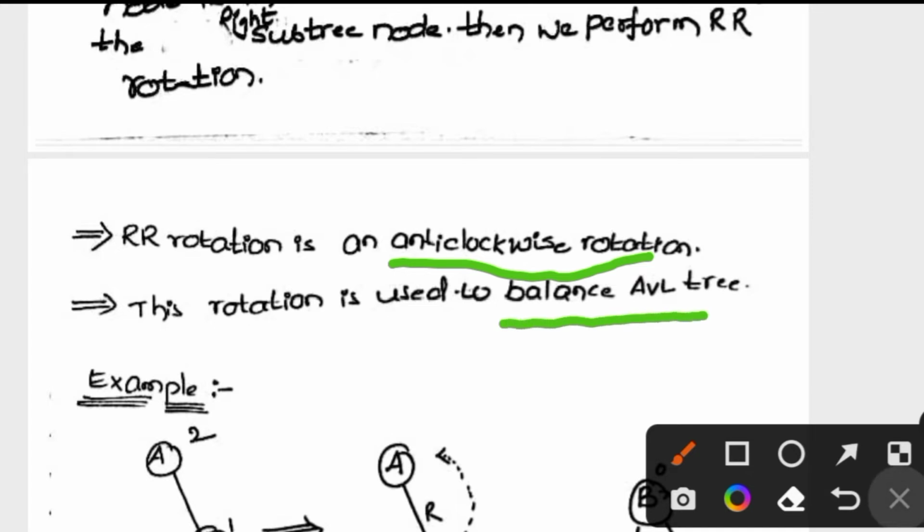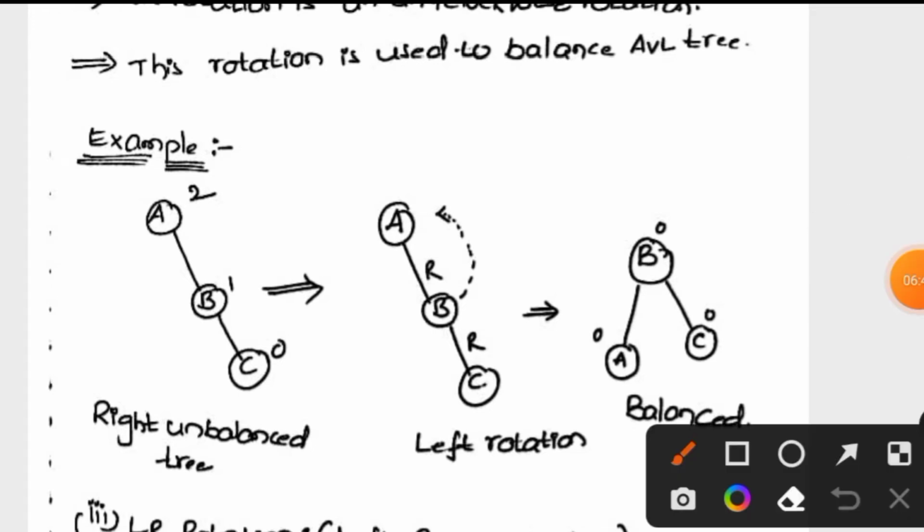So here we can see example one. There are 3 nodes, and the tree is totally at the right subtree. First we will calculate the C node balance factor, that is BF equals height of the left subtree minus height of the right subtree.